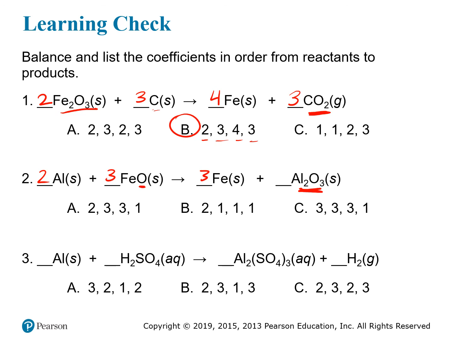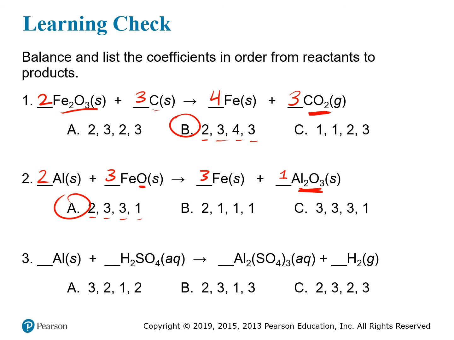Okay. Then I can also remember that if I left the coefficient blank, like I did here, that really means 1. Okay? If you don't put a coefficient in, don't think that it means 0 or something like that. It means 1. So in this case, the answer is 2, 3, 3, 1, A.